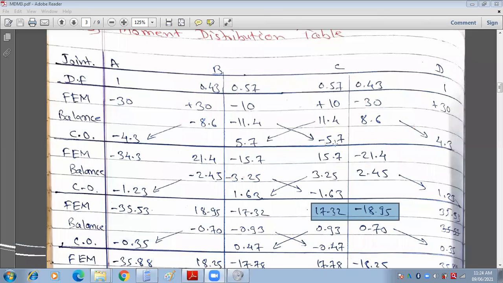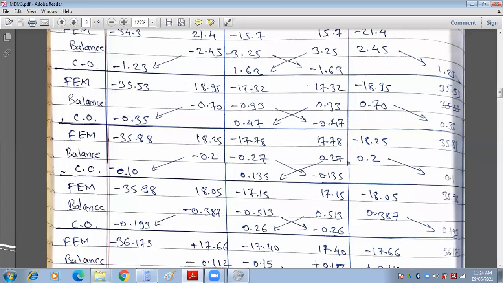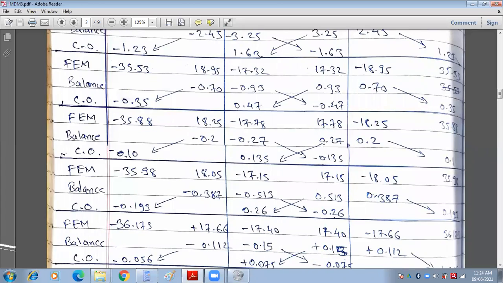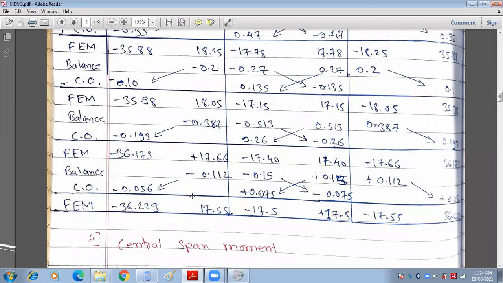Now I will not go into each and every calculation step. You just look at this. You may see this calculation afterward. I will be putting this video on YouTube, you can check it out. You can take a snapshot, and once you get over here, the moment is 17.5 plus minus. This one is the balance moment. Now once you get the balance moment, you have to stop over here.